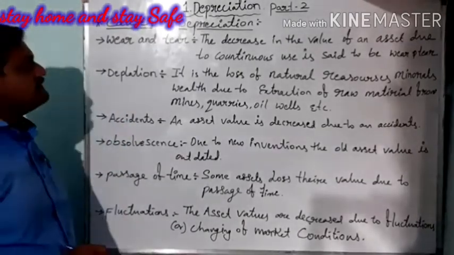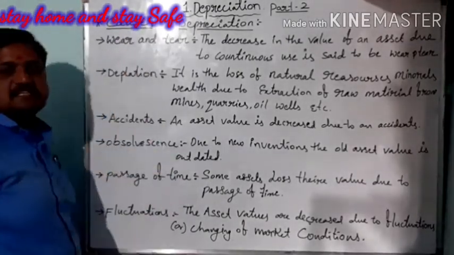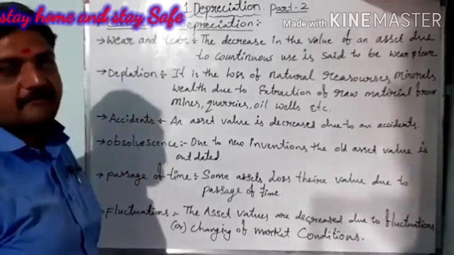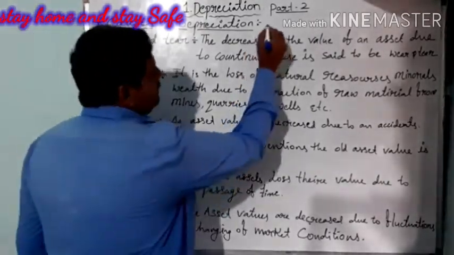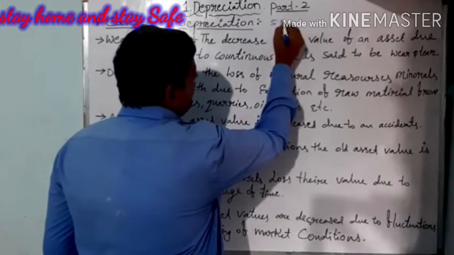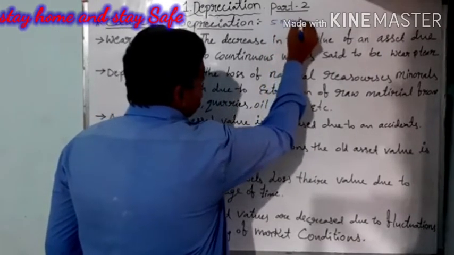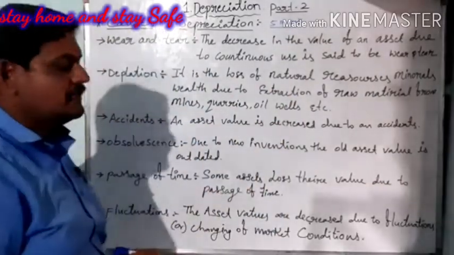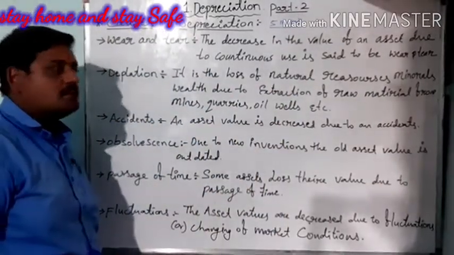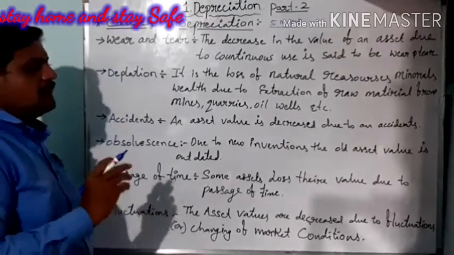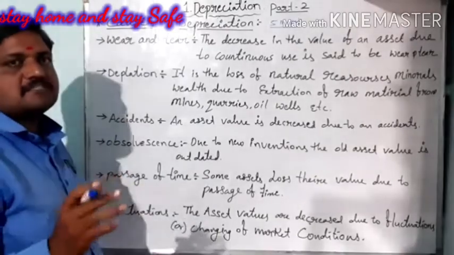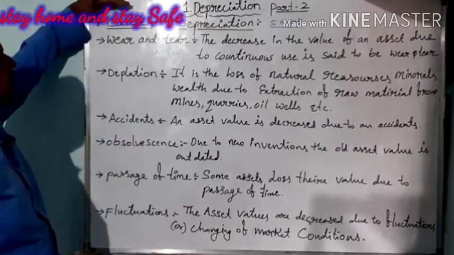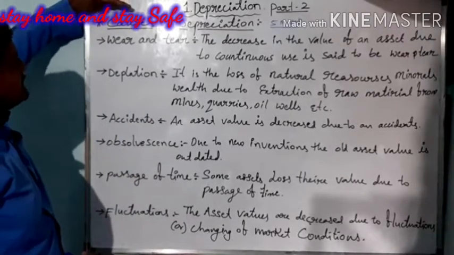Because of this, a question will be asked in the examination for 5 marks. So everyone must write down neatly. Then observe what type of information is going on. Here we are going to discuss the causes of depreciation.